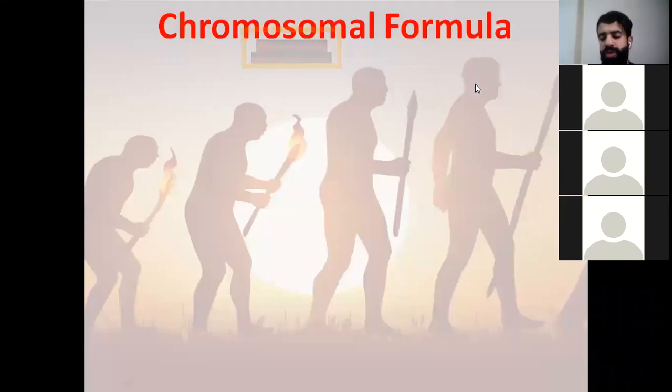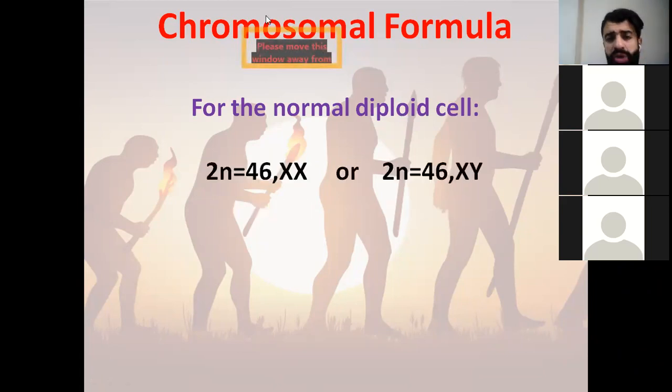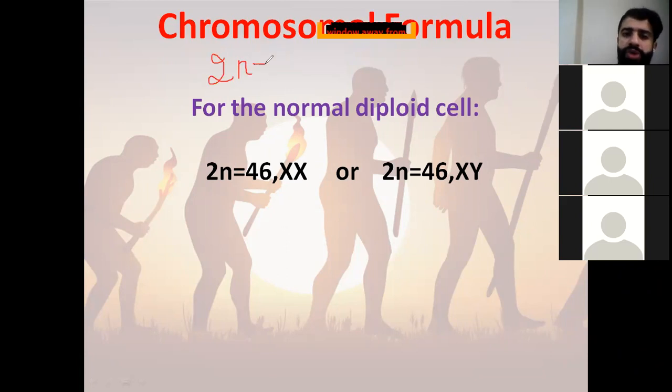So moving to the chromosomal formula for the normal diploid cells. Pay attention to the normal diploid. In a normal diploid, always we have 2n in human. Here I'm talking about human. So 2n is equal to 46. Always and always 2n equals 46. The normal, okay? And underline the word normal.